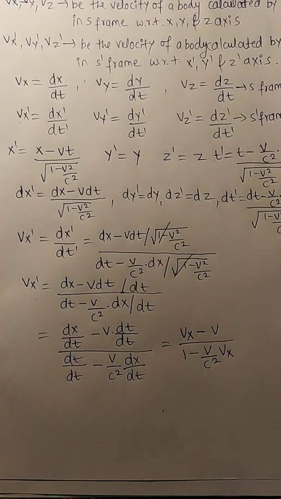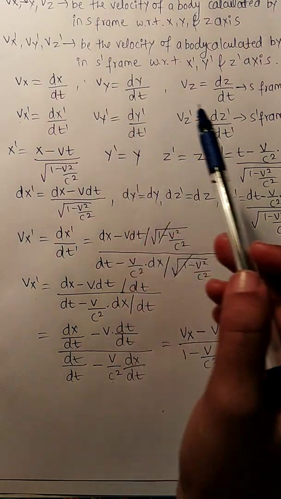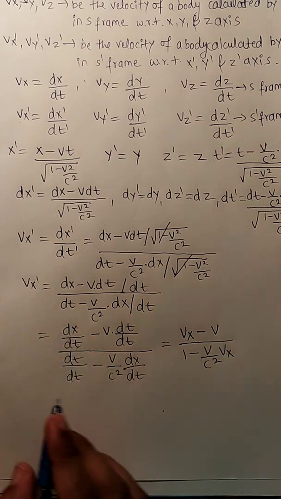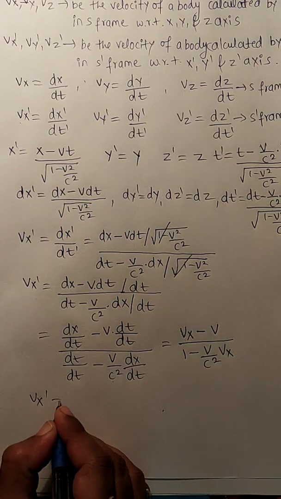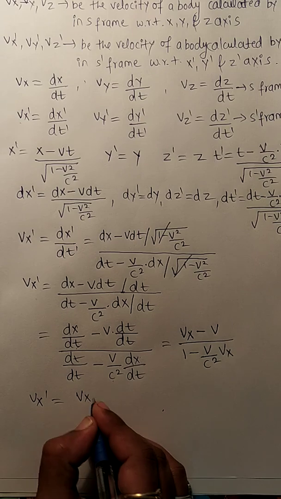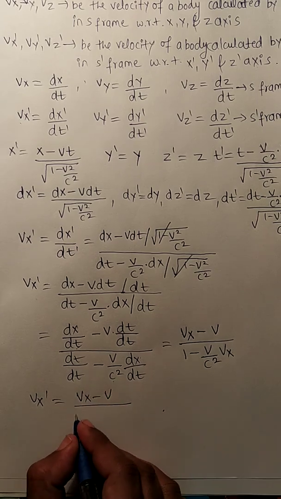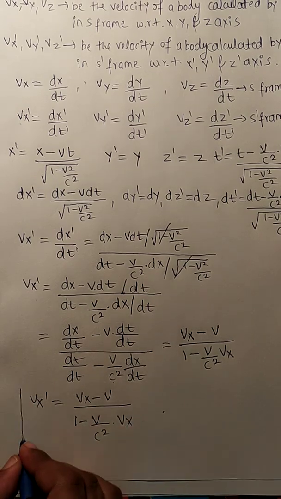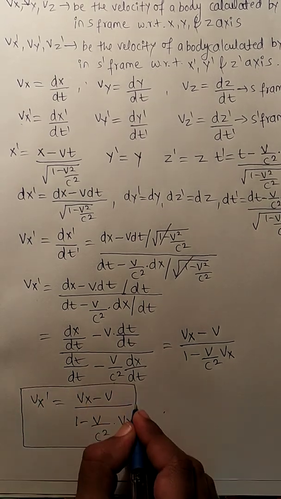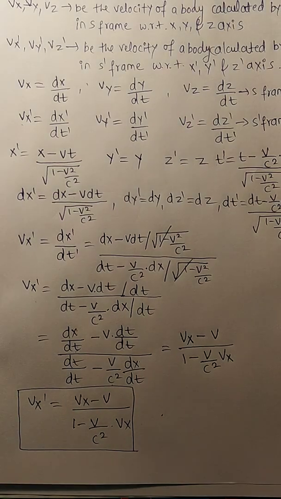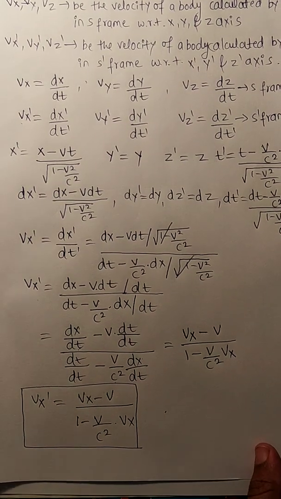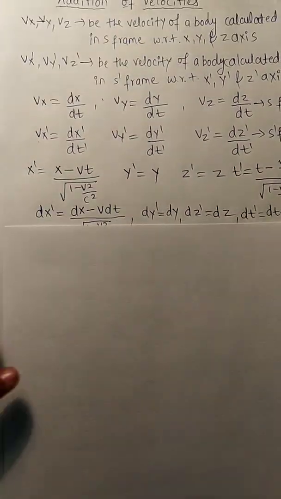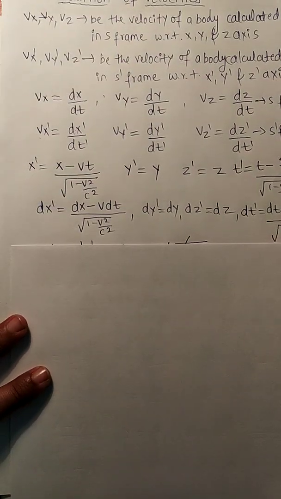In the same way, we should calculate the phi y dash value as well as the phi z dash value. So first I will write this equation: phi x dash is equal to phi x minus phi whole divided by 1 minus phi by c square into phi x. This is the first equation in terms of phi x dash. Now in terms of phi y dash, what would this equation be? Again with the same thing I will move.